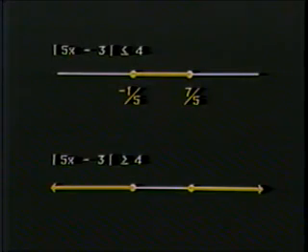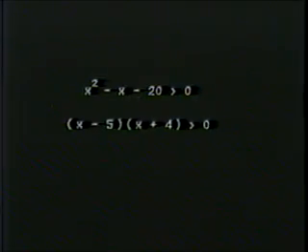Now we're going to check out inequalities with squares, or with higher powers. Just as we see in these absolute value problems, our answers will turn out to be intervals on the number line, sometimes in two parts. But we're going to use a different method in solving the inequalities now.